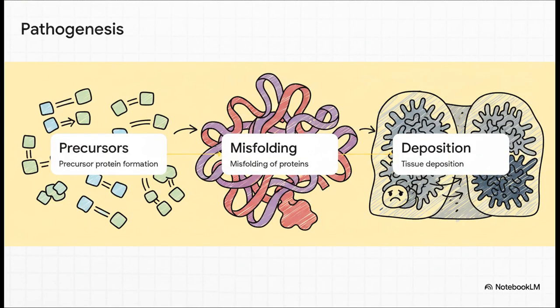So the pathogenesis, or the step-by-step origin story of the disease, follows this relentless compounding cascade. It starts with the formation of precursor proteins. These are often produced in excess because of underlying inflammation or bone marrow disorders. Now, because there are so many of them, or maybe because they're mutated, these proteins undergo that dangerous misfolding process we just mentioned. At this point, the body's microscopic cleanup crew comes in to clear them out, but their tools just bounce right off the rigid amyloid structure.